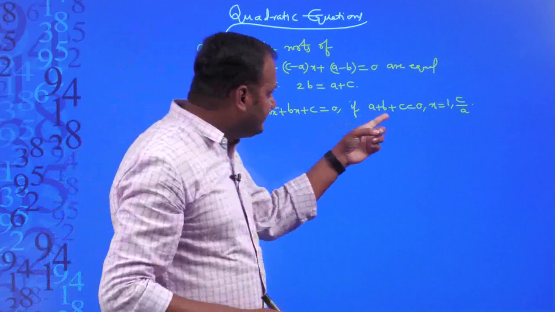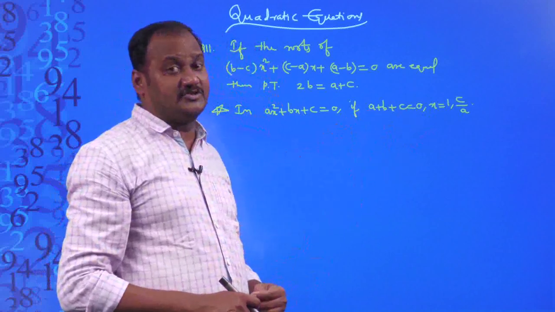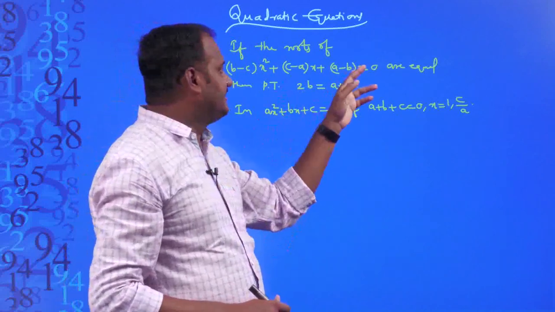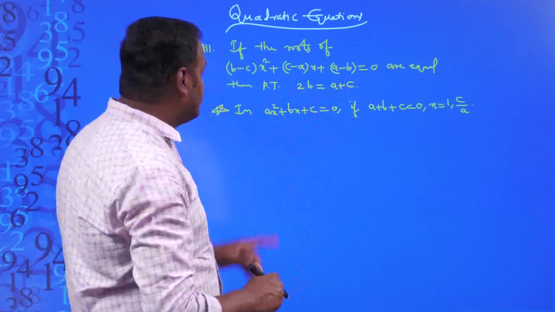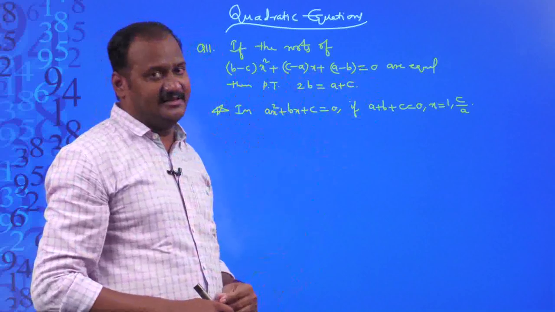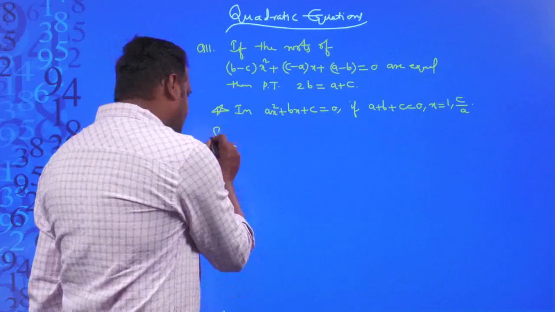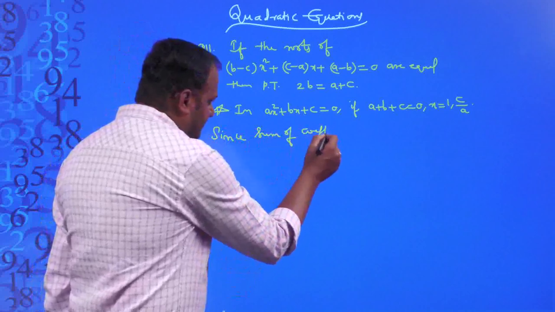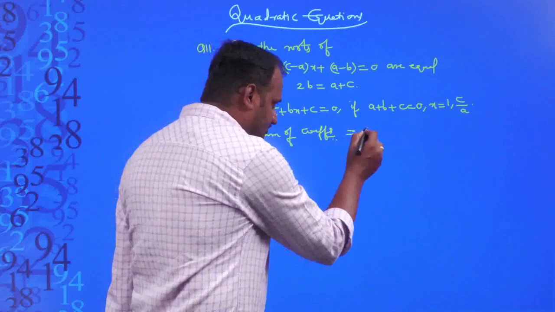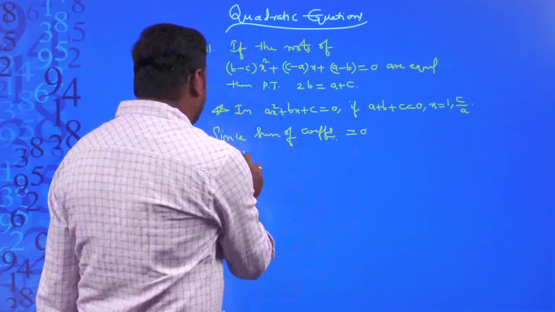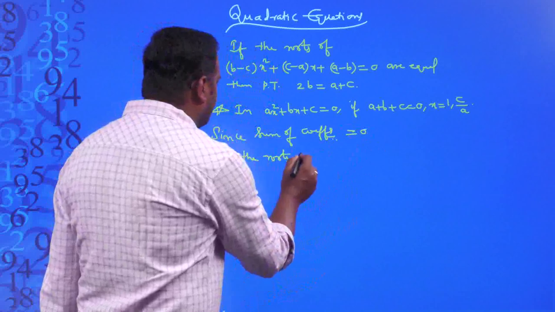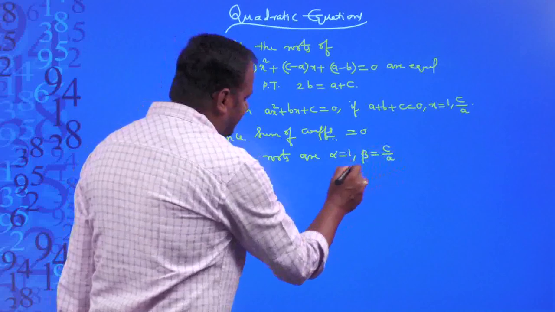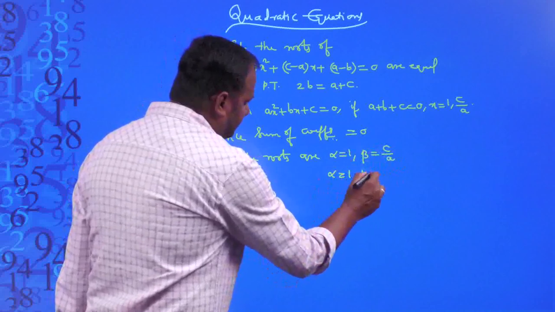But if you want to apply this strategy, the sum of coefficients is supposed to be 0. So what is the coefficient here? b minus c. And what is the coefficient here? c minus a. And here the coefficient is a minus b. Okay. So b minus c plus c minus a plus a minus b, obviously 0. Therefore, since the sum of coefficients is equal to 0, therefore the roots are alpha is equal to 1 and beta is equal to c divided by a. So 1 is 1 only, but beta is equal to c divided by a.